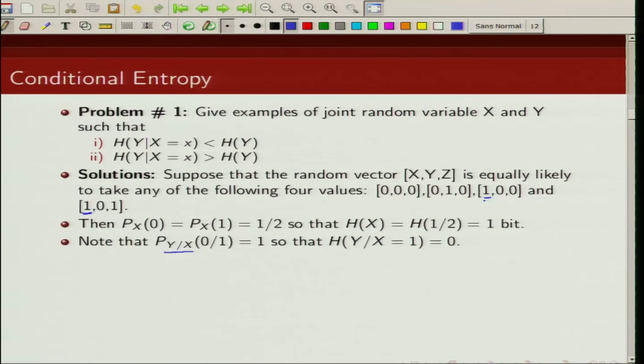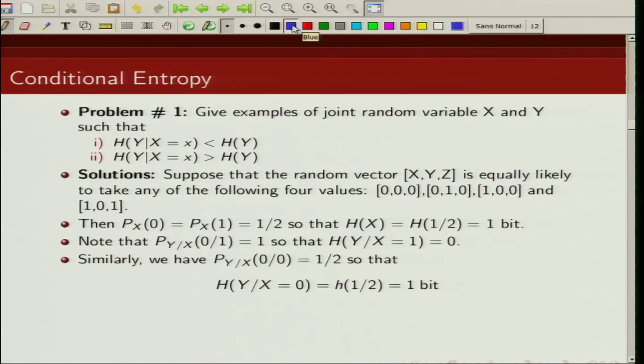Now what happens to y when x is 1? We can see here when x is 1, here y is 0 and here also y is 0. So the uncertainty in y given x is 0, because when x is 1, y is always 0 in this example. So uncertainty in y given x equal to 1 is 0.